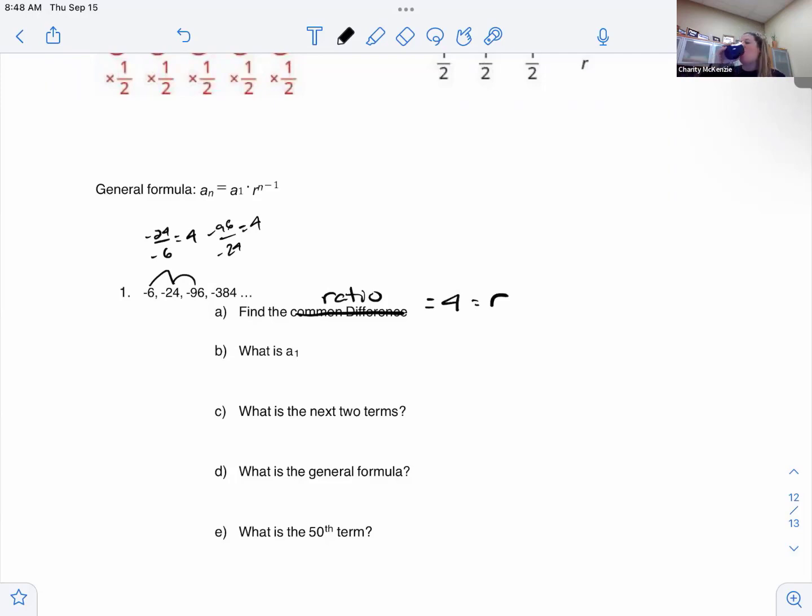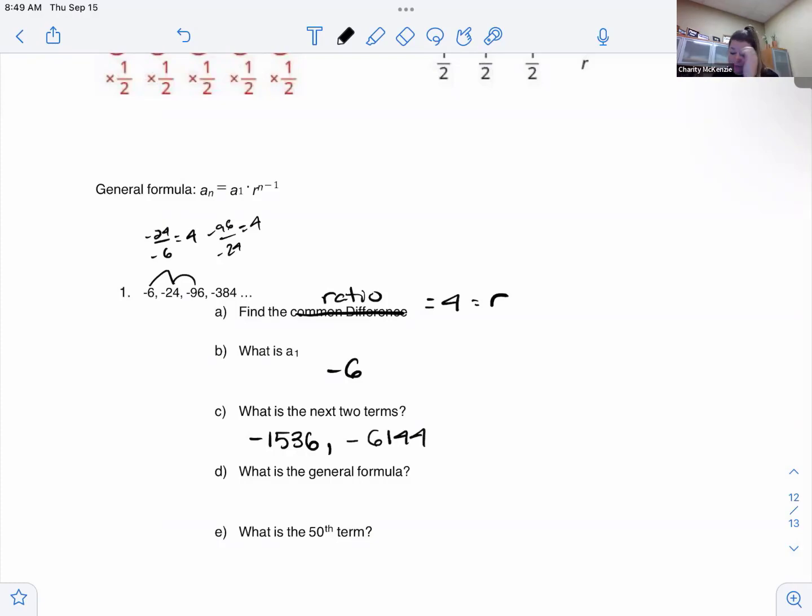What is the first term? A sub 1, our first term is -6. What's the next two terms? So I'm going to have to use my calculator. What is -384 times 4? It's big. -1,536, and then times that by 4, and I get -6,144. So getting bigger and bigger and bigger fast because we're multiplying.